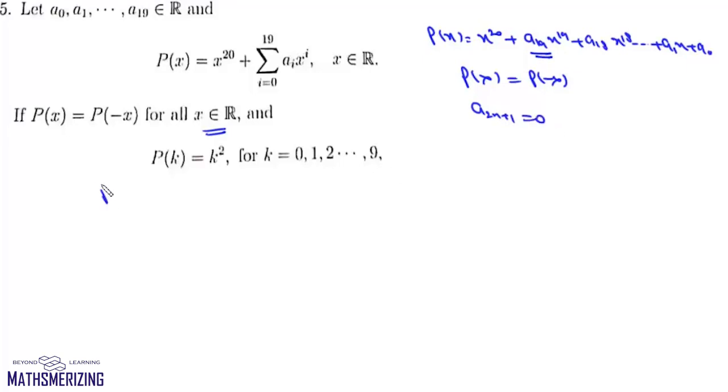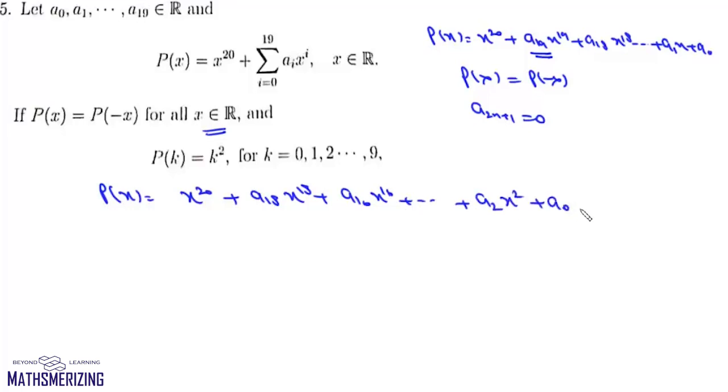Then in that case, we can write this polynomial p(x) as x^20 + a18 x^18 + a16 x^16 up to a2 x^2 + a0. Now we are given that p(k) equals k^2 for k equals 0, 1, 2 up to 9. Now what we will do is consider the equation p(x) - x^2 = 0. This equation has 10 real roots, namely 0, 1, 2 up to 9.